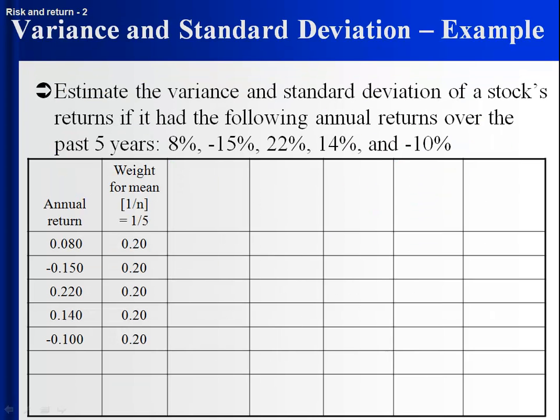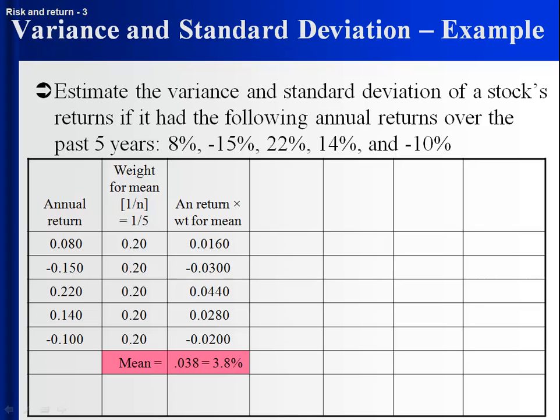So the first step in a table is to set up a column with the annual returns. So you've got 8%, negative 15%, 22%, 14%, and negative 10%. And the weight for the mean is 1/5. There's 5 returns, and so when we get the mean, it's adding them all up and dividing by 5, which is the same as 1/5 times the first, plus 1/5 times the second, plus 1/5 times the third, plus 1/5 times the fourth, plus 1/5 times the fifth. So we can get 1 over n. In this case, it's 1 over 5.